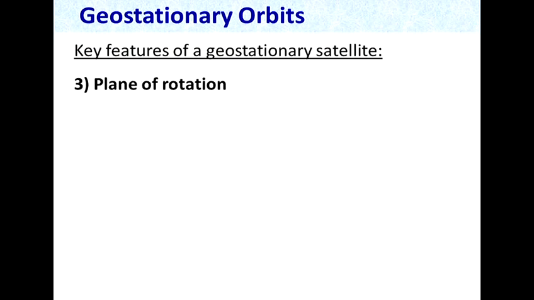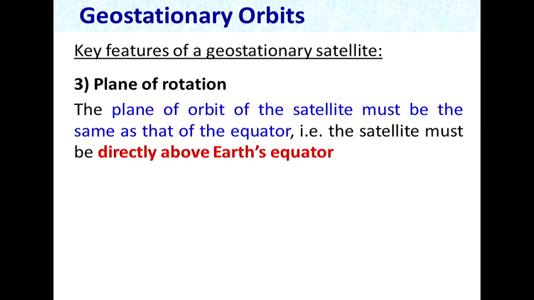And finally, this one might not be so easy to see, the plane of rotation of the satellite. The plane of orbit of the satellite must be the same as the plane of the equator, which means that the satellite must be directly above the Earth's equator. It cannot be in the northern hemisphere or southern hemisphere. The geostationary satellite must be positioned directly above the equator.